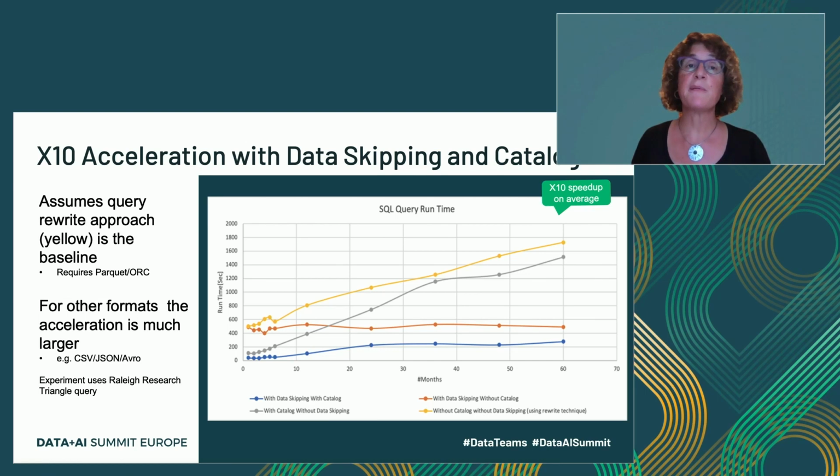This experiment is similar, but also takes the catalog into account. Again, our baseline already uses the rewrite optimization, and this is the yellow curve. The blue curve uses both the catalog and data skipping, and we get an average 10-fold speed up across all points in this graph. Again, the data set is in Parquet format. For CSV, JSON, or Avro, the speed up would be much larger.